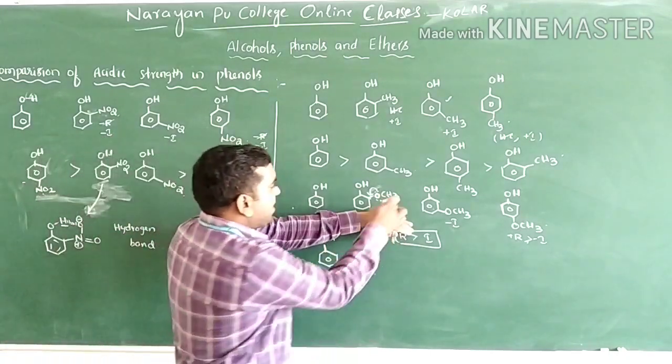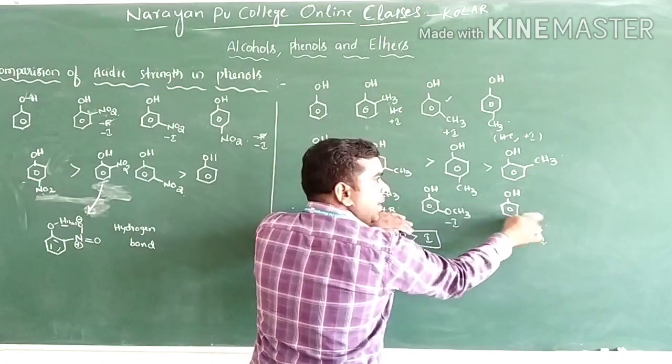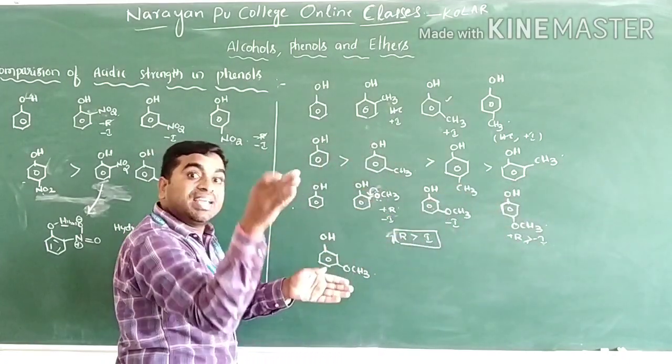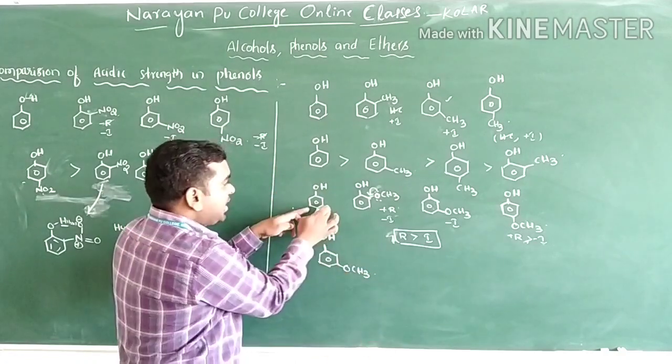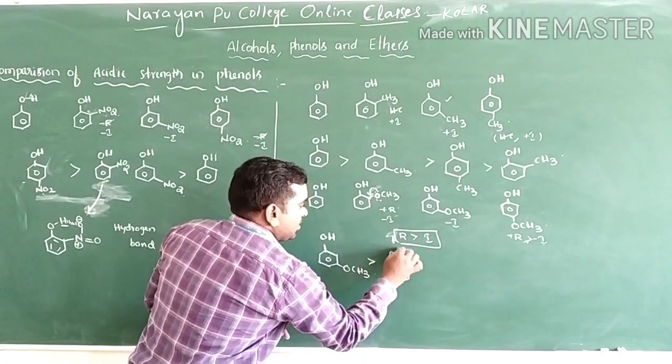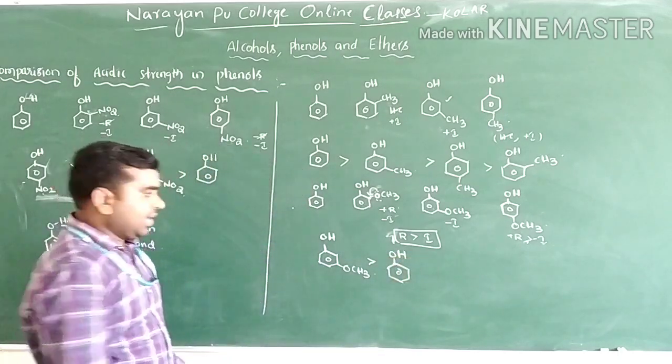Next one. Here plus R. Here also plus R. Plus R means what? Electron donating. Electron donating groups are there, so acidity decreases. Here there is no plus R group, so next it will come phenol. This is phenol. Clear? Next one.